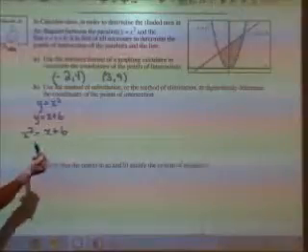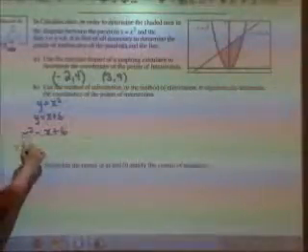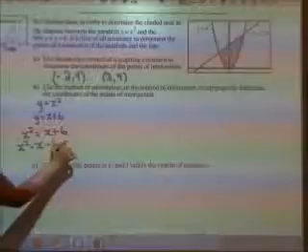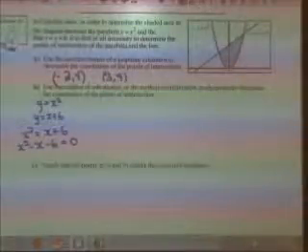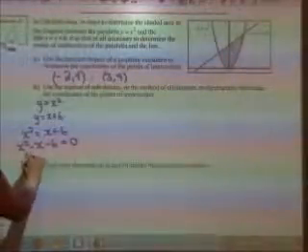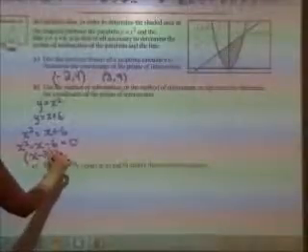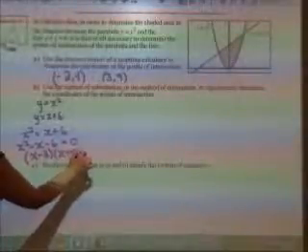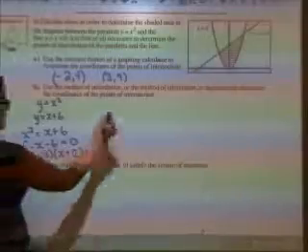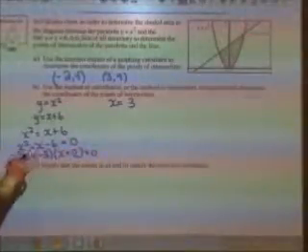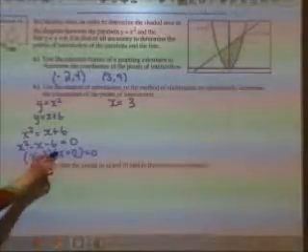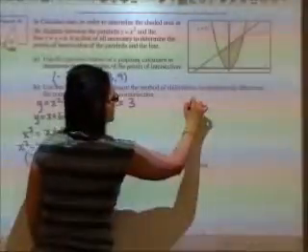To solve this, bring everything over to one side, and then answer the question: what 2 numbers multiply to negative 6 and add to negative 1? The answer is negative 3 and positive 2. So my x values: x can equal 3, right here, because if this equals 0, the whole thing would equal 0. And this one would be negative 2.